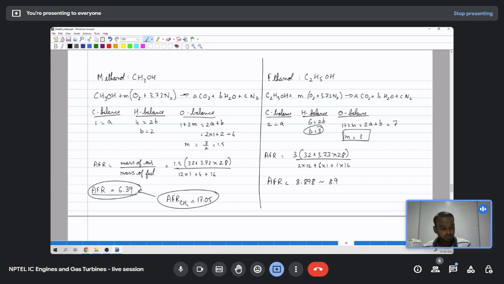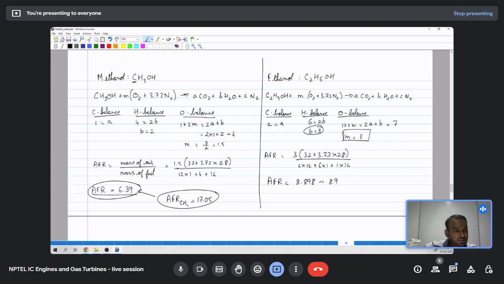When we have methyl alcohol, we had 6.39. When the carbon atoms increase, we had a large difference in AFR. From 6.39 it went to 8.9. But even for a single carbon molecule, there is a big difference when we have a single oxygen in the fuel itself. When there is no oxygen, in the case of methane, we had 17.05, and in the case of methanol, when there is one oxygen, the air-fuel ratio is drastically reduced to 6.39.